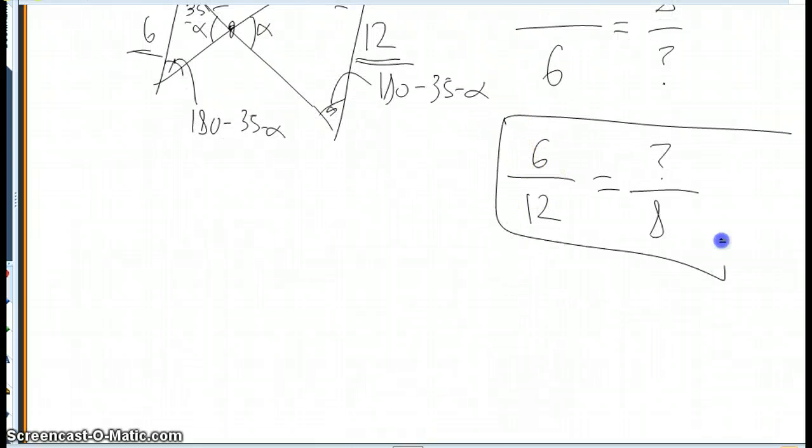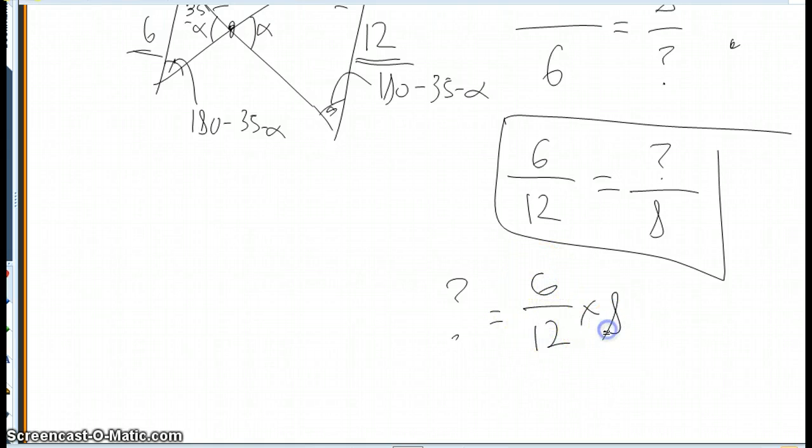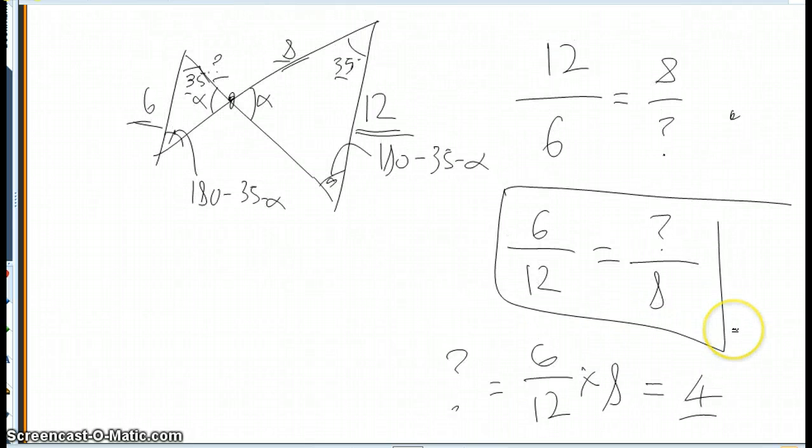Solving this problem, because it's slightly easier than solving this one, question mark is going to equal 6 over 12 times 8. See what I did? I multiplied both sides of the equation by 8. 6 over 12 is 0.5. 0.5 times 8 is 4. Coming back to my problem, question mark equals 4.